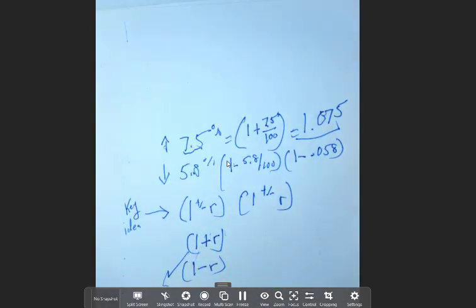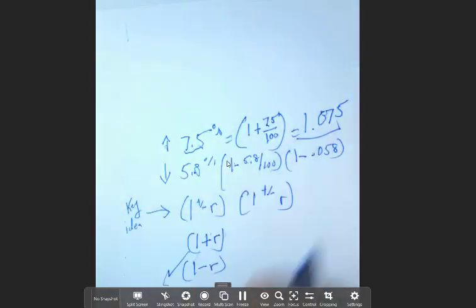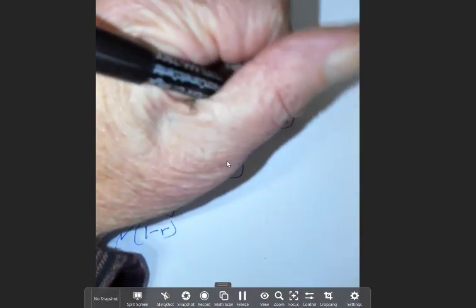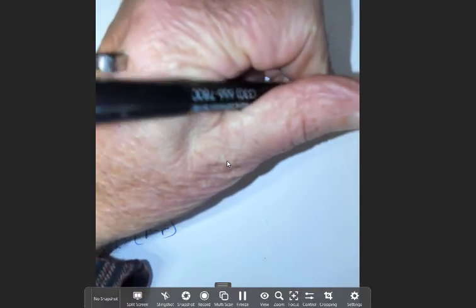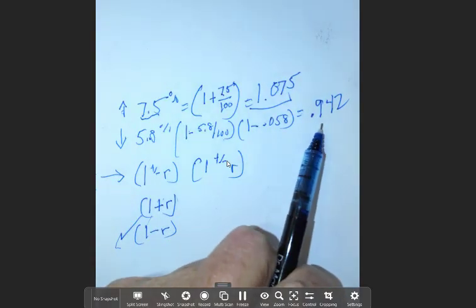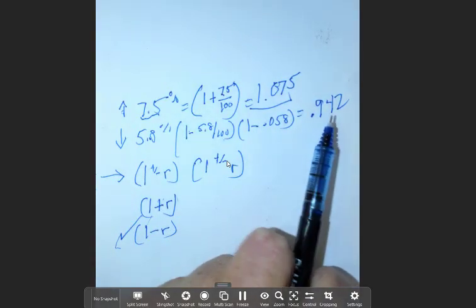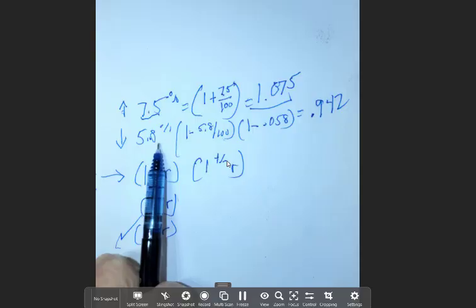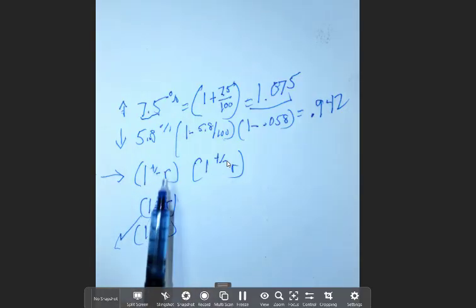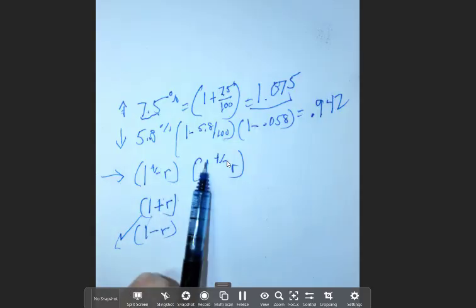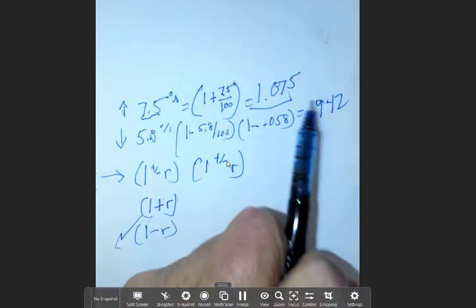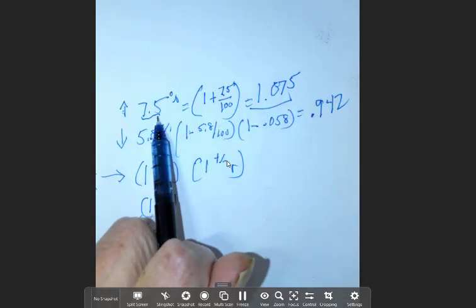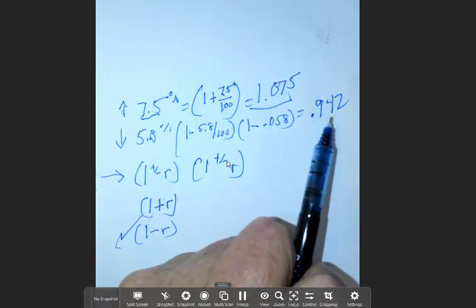So let's put that in our calculator. We got 1 minus 0.058, and I get 0.942. So that means if you multiply a number by 0.942, what that does to the number is decrease it by 5.8%. This is a really important concept that you get. 1 plus or minus r. That's how you go from here to here, from what you're trying to accomplish to the factor to accomplish it.